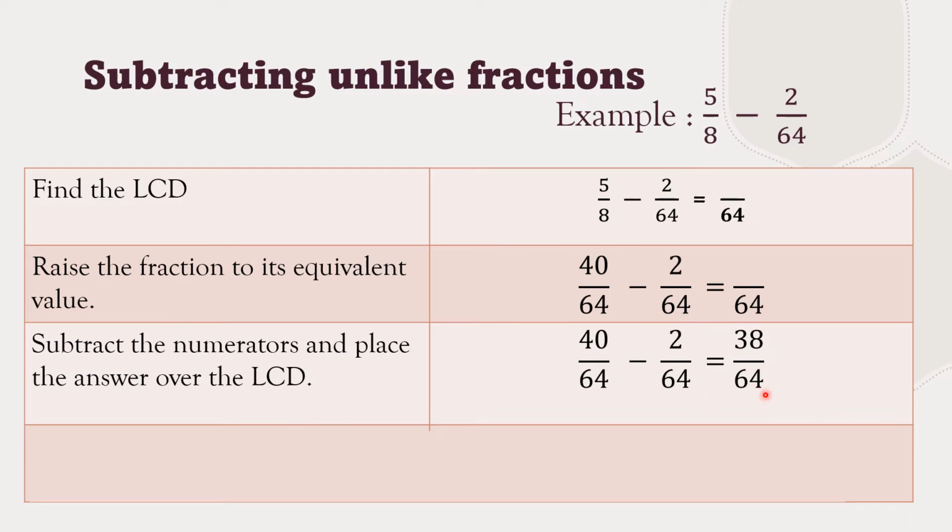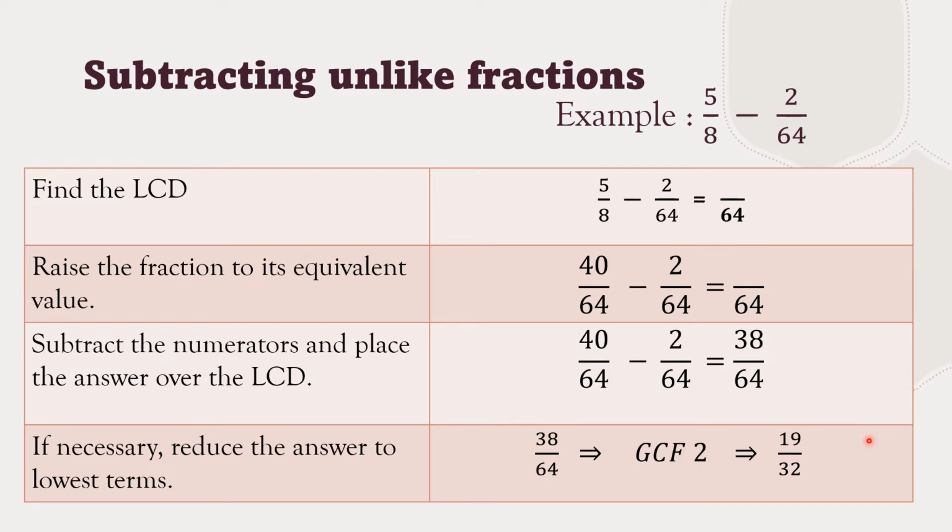We are going to place at the top the difference. So 40 minus 2 is 38. And then, if necessary, we have to reduce our answer to lowest terms. So 38 over 64, the GCF of this is 2. So 38 divided by 2 is 19, and 64 divided by 2 is 32. So our final answer is 19 over 32.